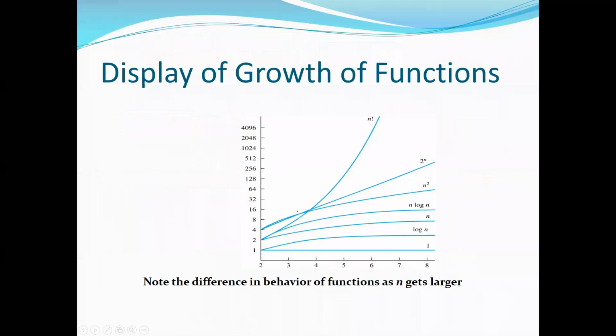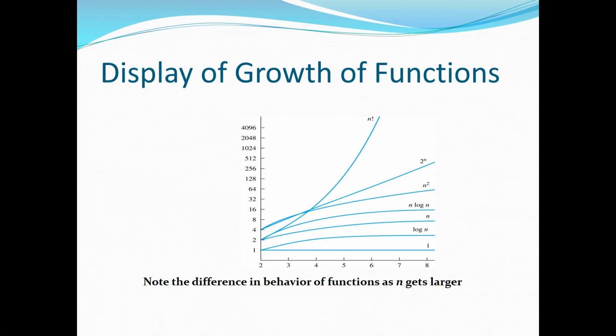Is that clear? Okay. So this is the graphical representation of the growth of the function. Here you can see if the function is just a constant value, this is the constant function. If it is a log n, logarithmic function, it grows and then becomes almost like the constant function. Then n is a linear function, right? n log n, you can see this is a higher function. Then n square, then 2 power n, and then n factorial. n factorial is n power n, right? So this is the growth of the function.